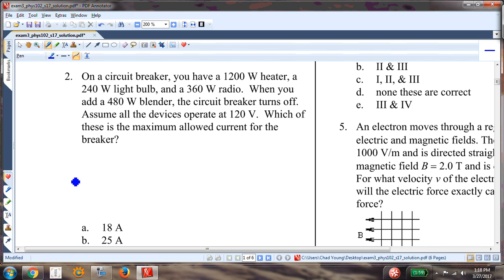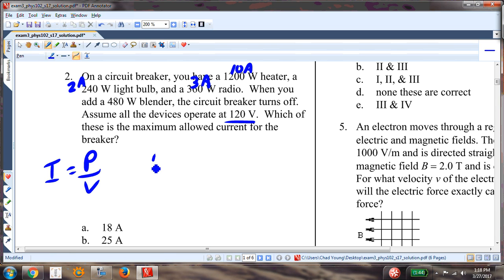On a circuit breaker, you have these devices, and then you add this device, the blender, and it turns off. Which is the maximum allowed current? Well, the current is power over voltage. So we take each of the powers and divide by the voltage, which is 120 volts. So like 1200 over 120 would be 10 amps. This would be 2 amps, and this would be 3 amps.